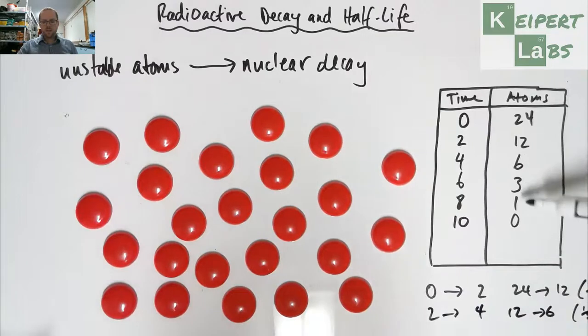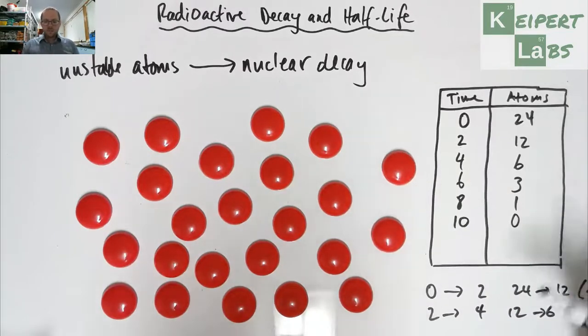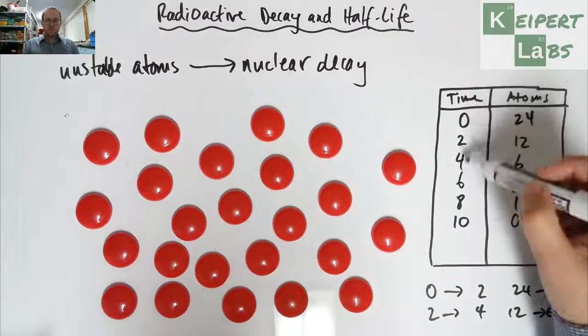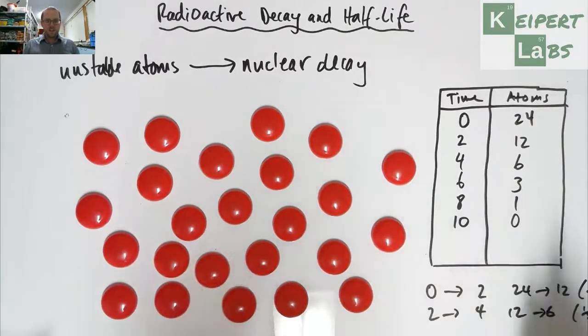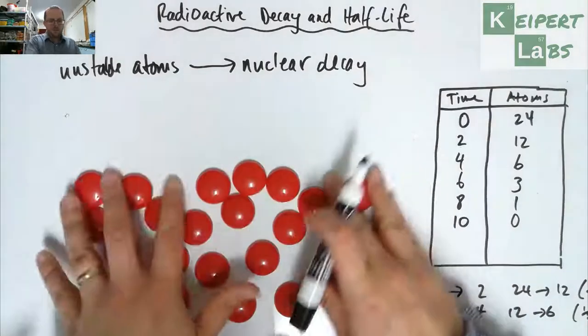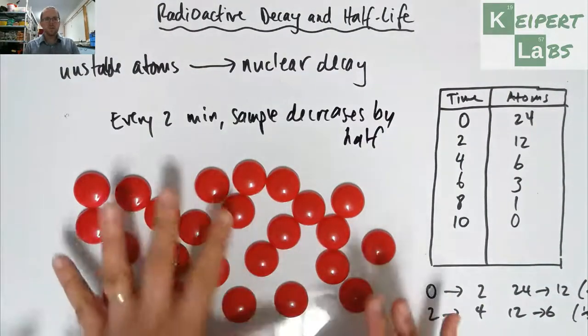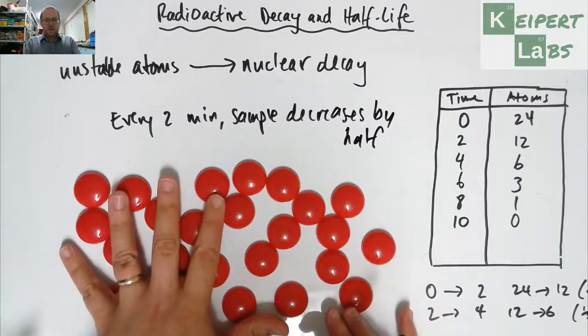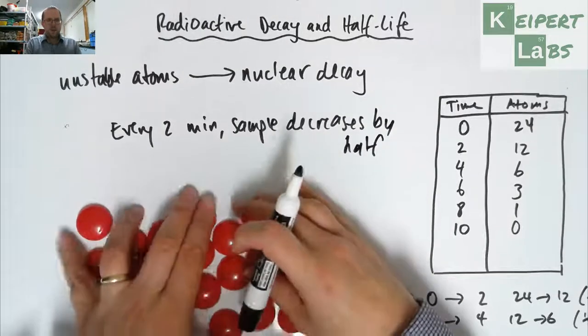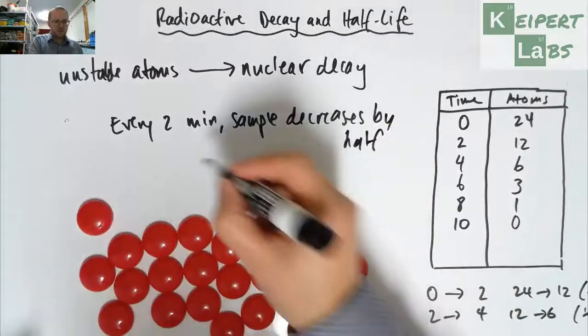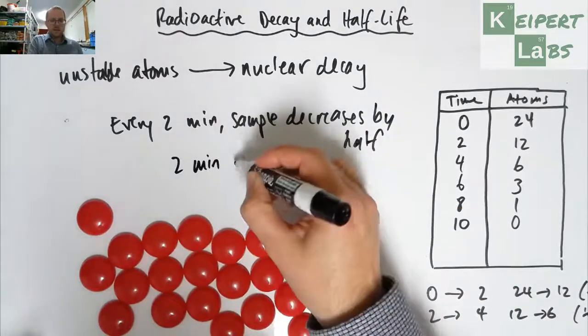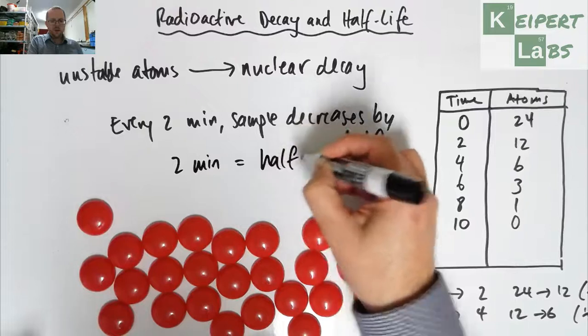There's obviously a little bit of estimation that happens here because we can't have half a button. But we're seeing that as we go over time, every 2 minutes, it decreases by half. What we can recognize is that this 2-minute time period is important for the sample we're looking at, and we call it the half-life. So 2 minutes is this term called the half-life.